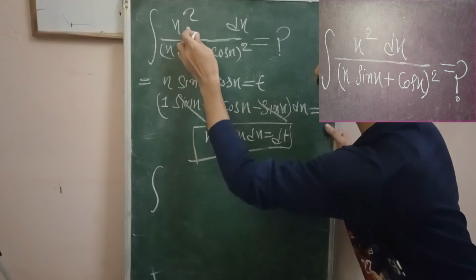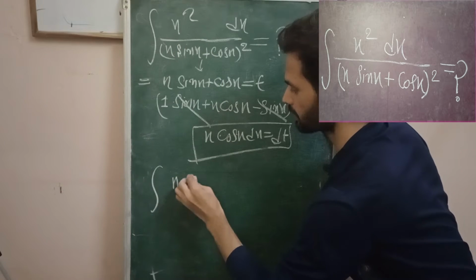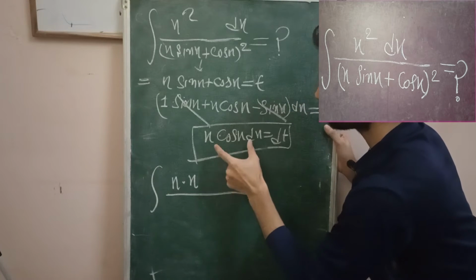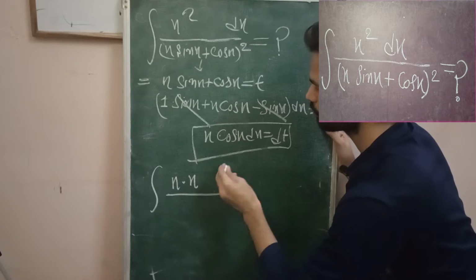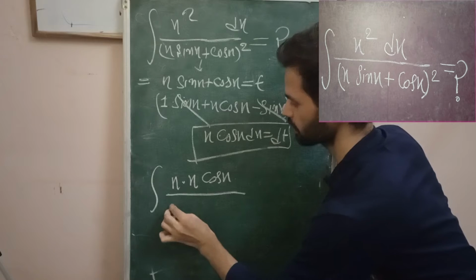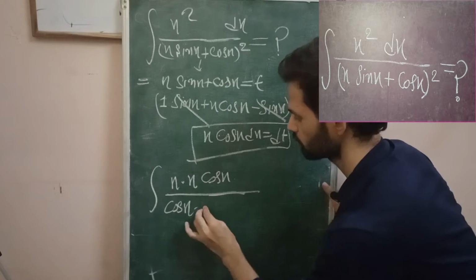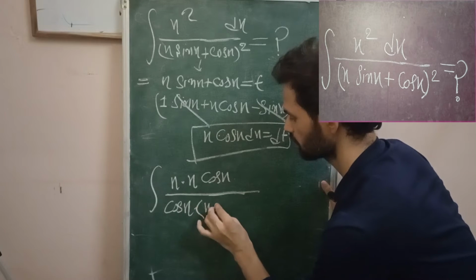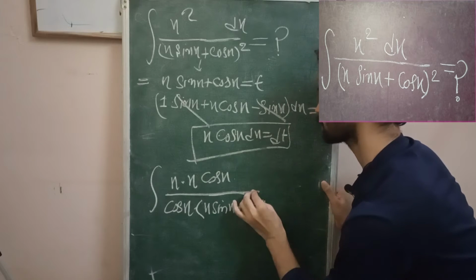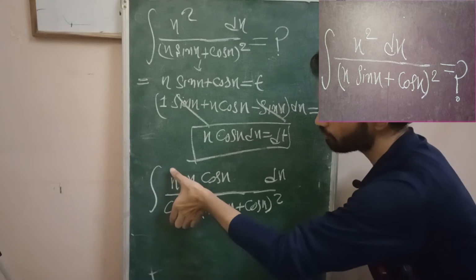So see here, x square is already there. So then what we will do here, x into x. Just do this, x into x. We want this at the numerator. So then what you do, multiply numerator with cos x and denominator with cos x, to balance out at both sides. So then this is x cos x upon cos x into (x sin x plus cos x) whole square dx. Now we have balanced this.